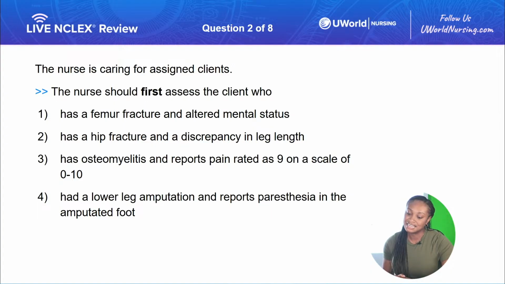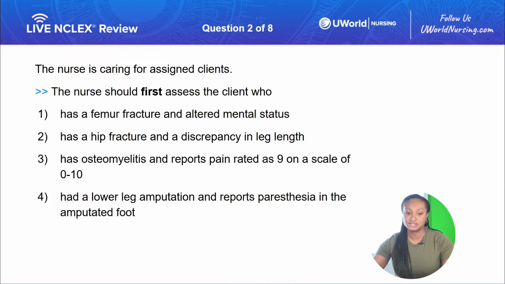Let's see. And then a lot of correct answers in the chat as well. Continue to put all what you think the answer might be in this question. Again, we're looking for a priority. Which one should we assess first based off if it's a complication or an expected finding?